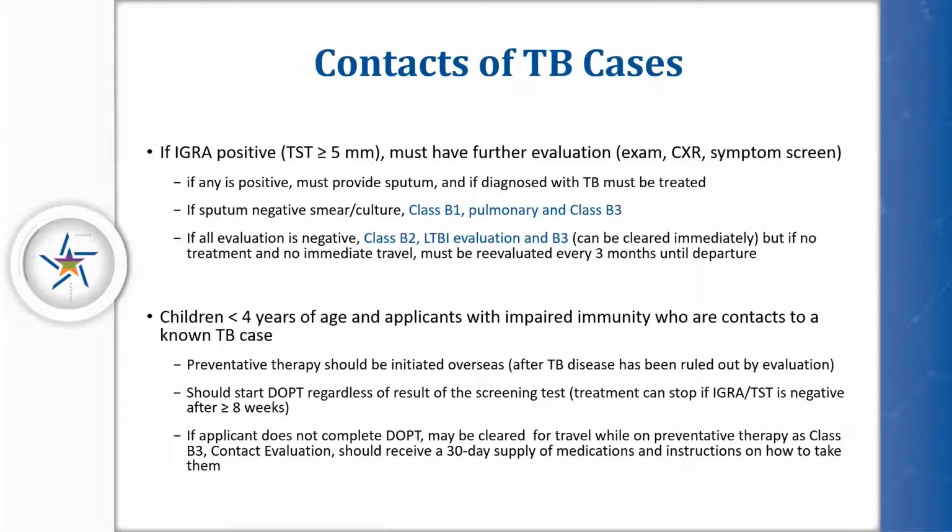So if all of the evaluation is negative, but their IGRA is positive or their TST is positive, you would still give them a class 2 LTBI evaluation, but don't forget the B3, because again, they were in contact with someone and likely converted. So if there's no treatment and no immediate travel, you have to evaluate them every 3 months until they depart.